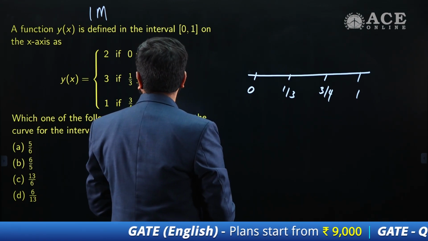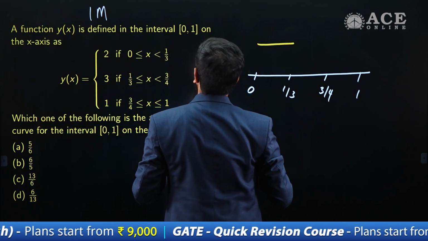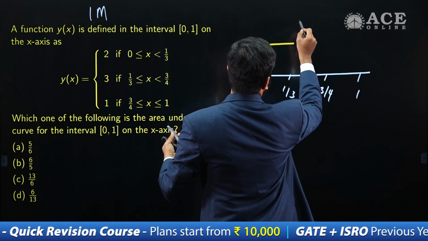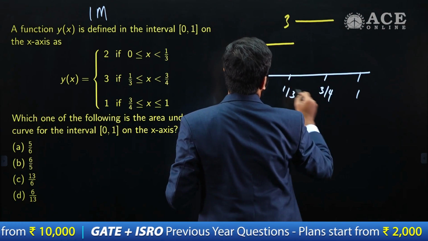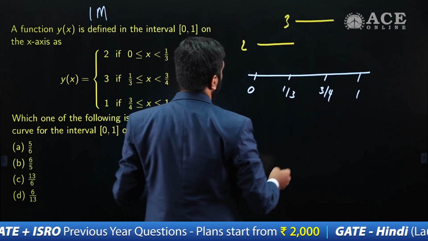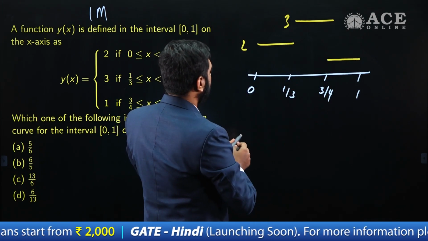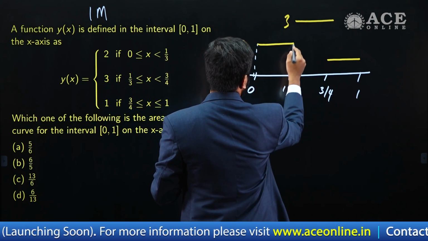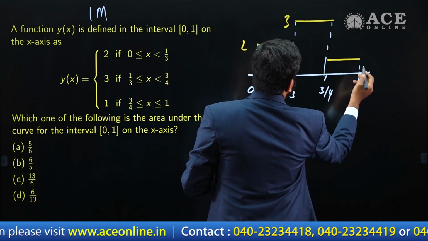In the interval 0 to 1 by 3, it is defined as 2. Okay, so let's say this is 2. In the interval 1 by 3 to 3 by 4, it is given as 3. So this is 2, this is 3. And in the interval 3 by 4 to 1, it is given as 1. Now what I see is 3 rectangles here. So it's a rectangle like this, this is another rectangle, and this is another rectangle.